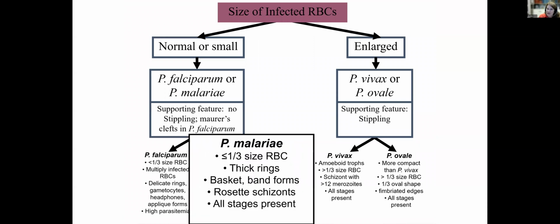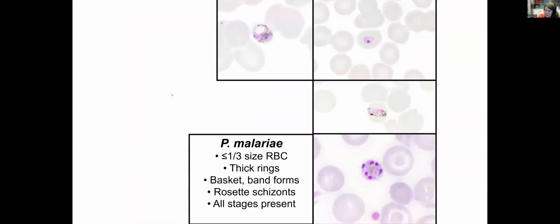Let's move on to Plasmodium malariae. So in general, it is a larger trophozoite stage. So it's still about a third the size of the red blood cell, but it's a little thicker than Plasmodium falciparum. But then more importantly, all stages are present with all of the other species. It's only Plasmodium falciparum where we tend to just see thin, delicate rings and then maybe some gametocytes. All the other stages, though, you very commonly see late-stage trophozoites and schizonts.